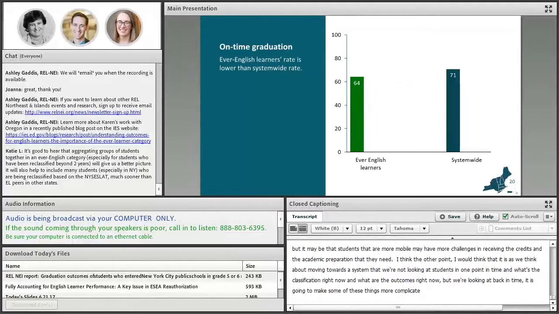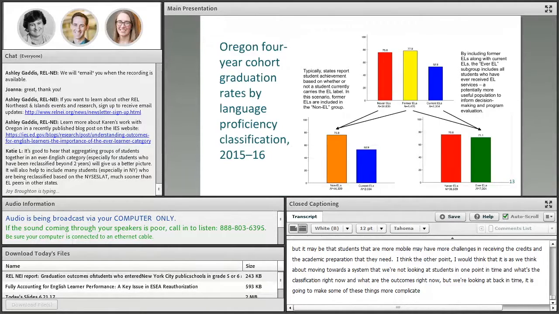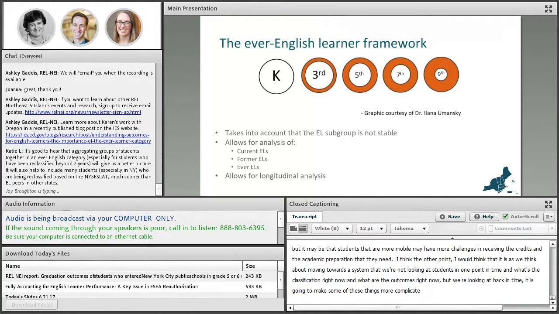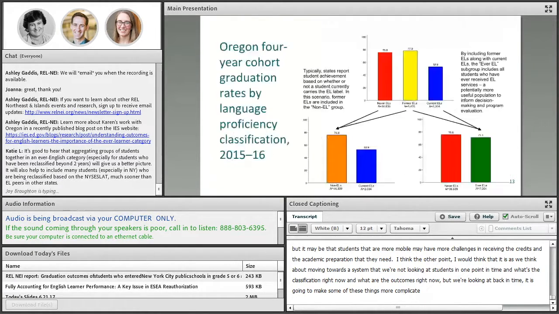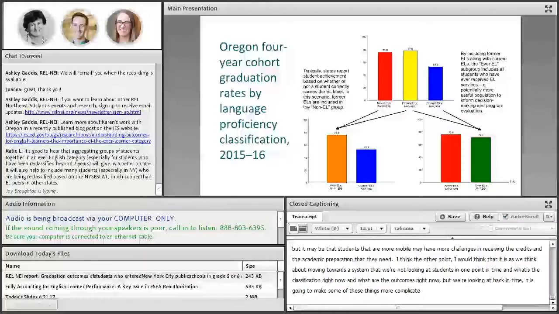So it's useful to, and the colored bars that Karen presented, maybe you can switch back to that. I think it's quite useful to look at the complete picture. My apologies to everyone. Seeing this complete picture can be useful, right? So to see what the ever EL rate is, but then to see how that's broken up into the former EL and current EL rate could be useful.